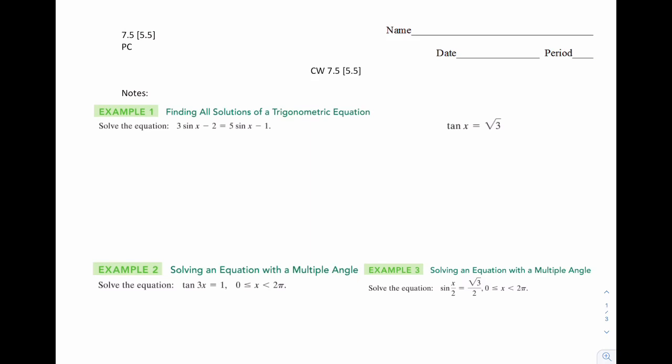Welcome to Classwork 7.5, Textbook Section 5.5. Today we're going to talk about solving trig equations. So let's get right to example 1.